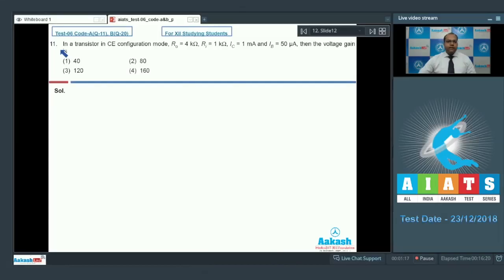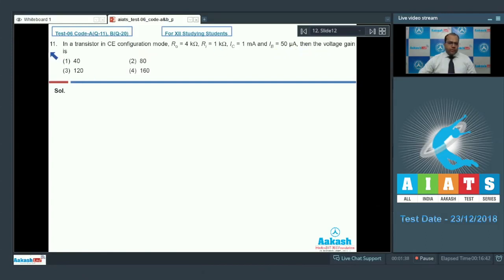In question number 11, in a transistor in CE configuration mode, that is common emitter configuration mode, R0, that is the resistance across load, is equal to 4 kilo ohm, Ri, input resistance, is equal to 1 kilo ohm, IC, current in the collector, is 1 milliampere, and IB, base current, is 50 microampere.